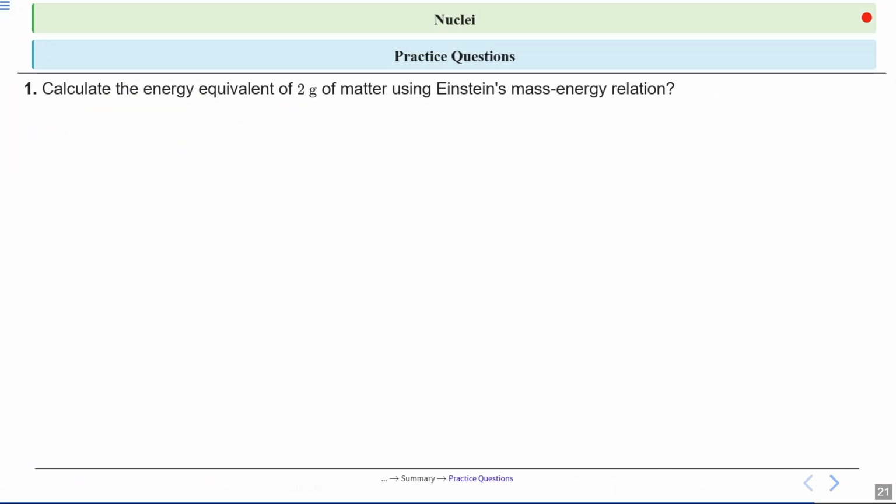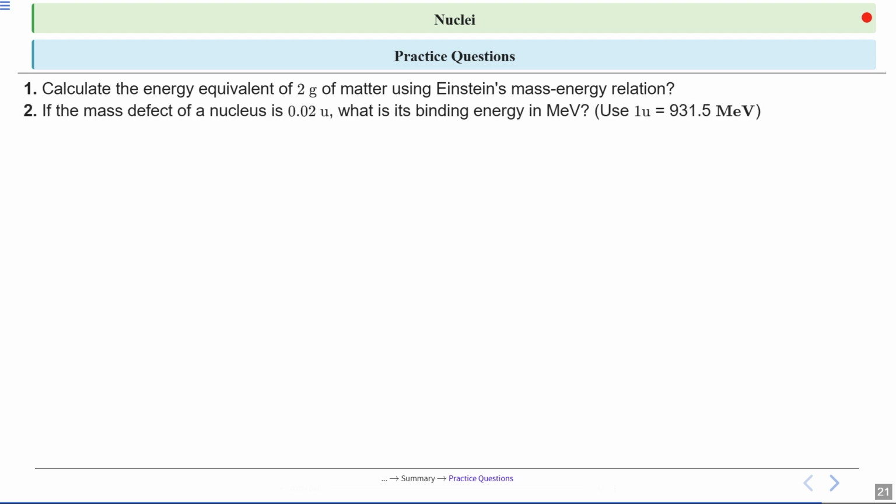Now we have some practice questions which can be solved using the concepts we have studied in this lecture. Solving these problems will enhance your problem-solving skills. First question: calculate the energy equivalent of 2 grams of matter using Einstein's mass-energy relation. Second: if the mass defect of a nucleus is 0.02 U, what is its binding energy in megaelectron volts? Use 1 U equal to 931.5 megaelectron volts.